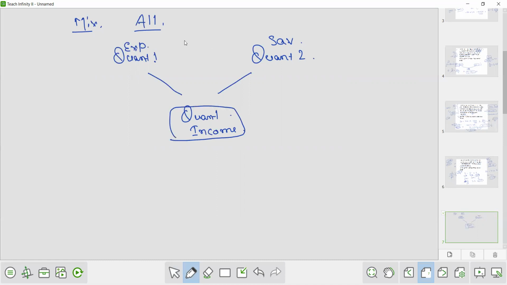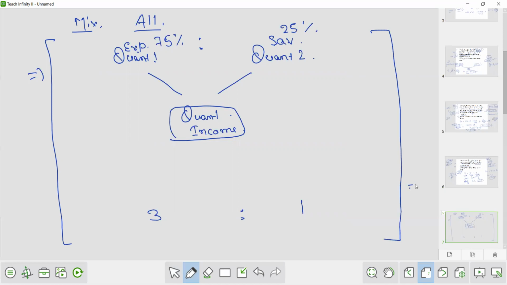Now you write the ratio of expenditure and saving here. So expenditure is how much? 75%, and saving is how much? 25%. So expenditure to saving, the ratio is 3:1. Okay. Now what we do in the mixture and alligation concept. This is a very beautiful concept. If you learn this concept, it will help you solve a lot of questions very easily.